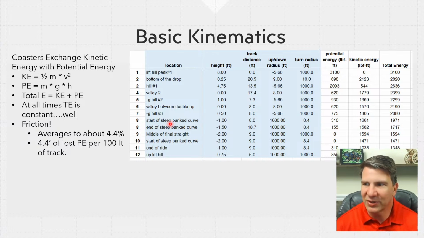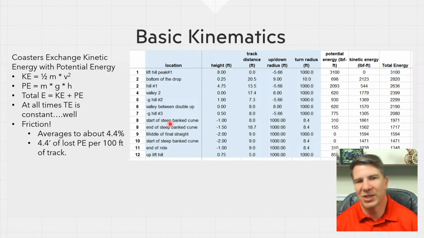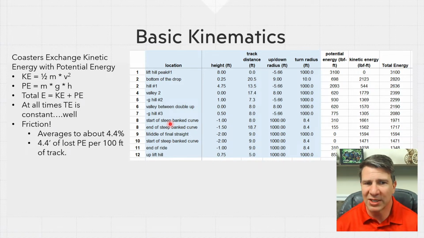And then you go up another hill, and you slow down as you change that kinetic energy back into potential energy. And we can say that our total energy of the ride, TE, is equal to the kinetic energy plus the potential energy. And this is true at all times, except for the fact that we have friction.